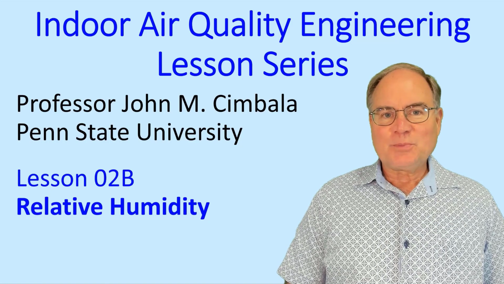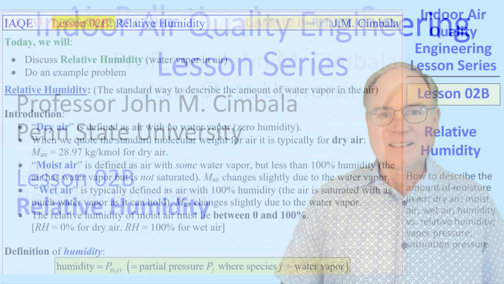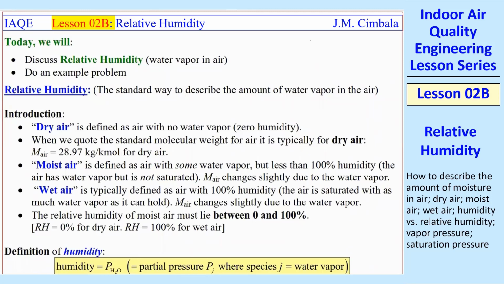Welcome to Lesson 2B, Relative Humidity. We're going to discuss relative humidity, which is a measure of how much water vapor is in the air. So just think of water as a J, a contaminant. It's not really a contaminant, but it's just like any other species mixed with the air.